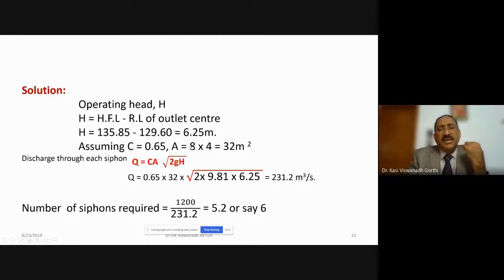Assuming C is 0.65 and the area is 8 meters width by 4 meters depth, so 8 multiplied by 4. The discharge through each siphon will be CA√(2gH), 0.65 into 32 into √(2g × 6.25). So about 231 cubic meters per second of water can be carried by each siphon. But what is the total discharge? The number of siphons required will be the total discharge divided by the discharge passing through each siphon. So 1200 divided by 231. About 6 siphons are required to be provided.